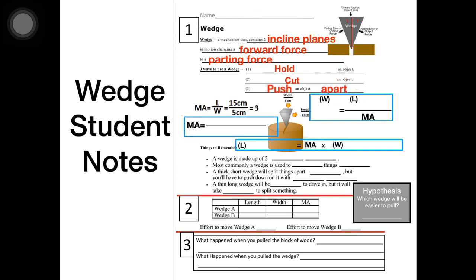Number 3, push an object apart. This is what you see happening in both of these pictures. The wood or the brown thing is being pushed apart by the wedge.